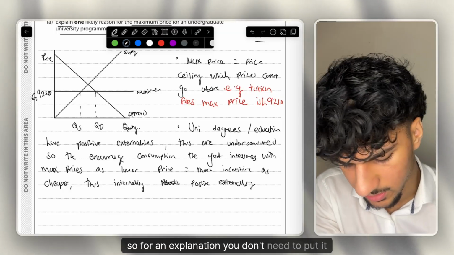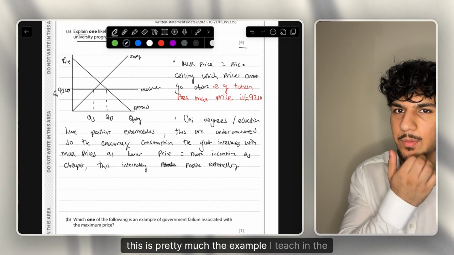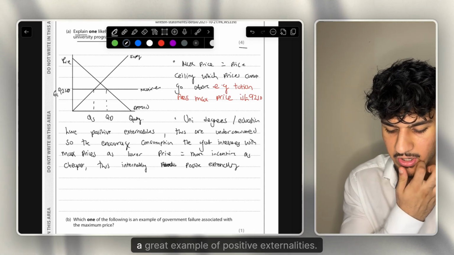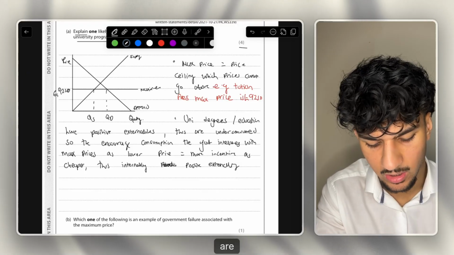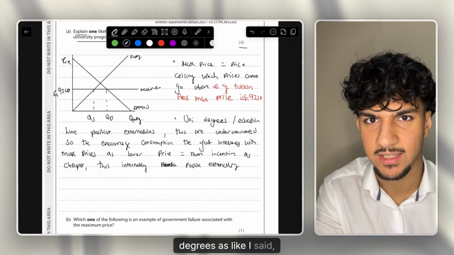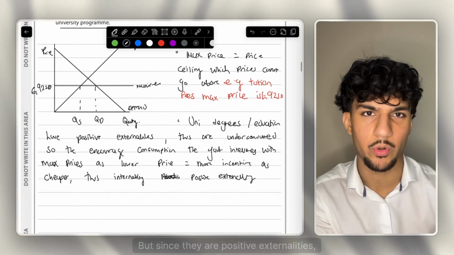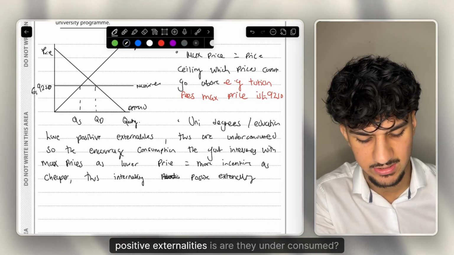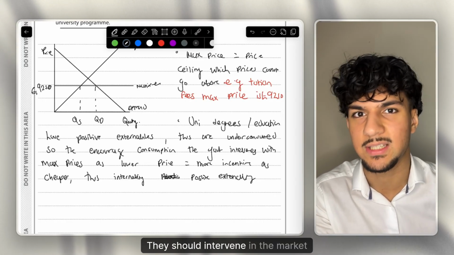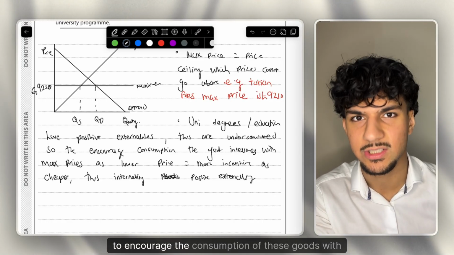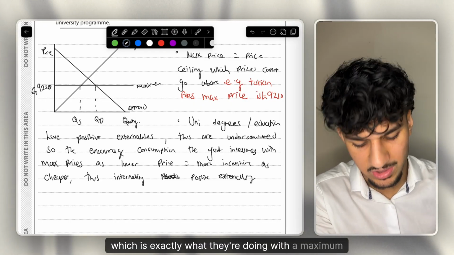Okay, so for an explanation, you don't need to put it this long, but I've just mentioned how uni degrees, and like I said, this is pretty much the example I teach in the live classes, a great example of positive externalities, specifically positive consumption externalities, are university degrees. As like I said, the government receives a great return on them. But since they are positive externalities, the main characteristic of anything with positive externalities is that they're underconsumed. So what does the government have to do? Well, what should the government do? They should intervene in the market to encourage the consumption of these goods with positive externalities, which is exactly what they're doing with a maximum price.